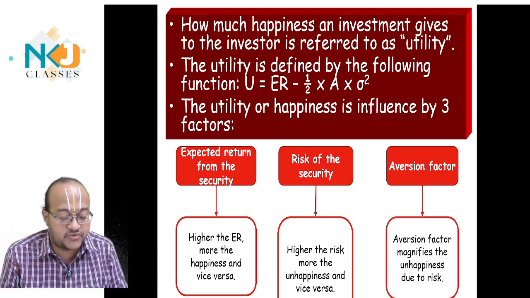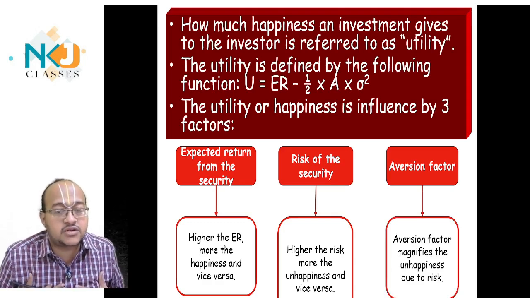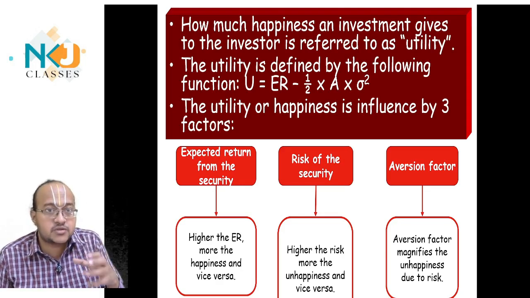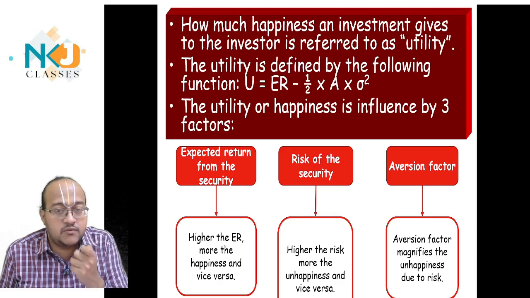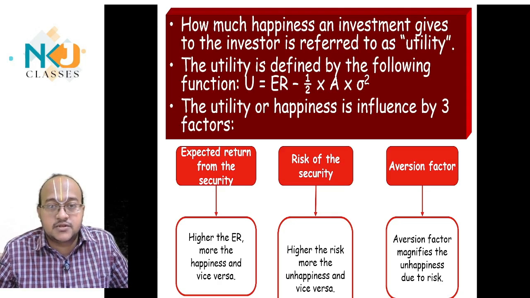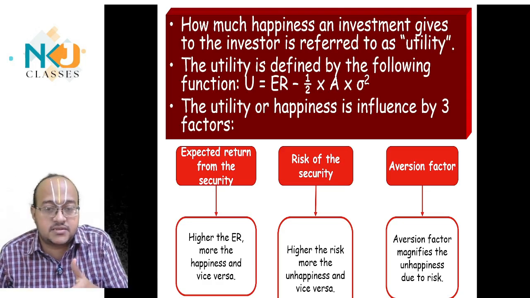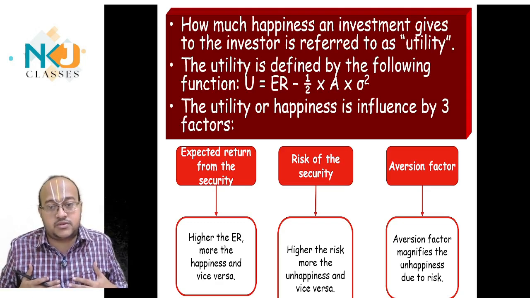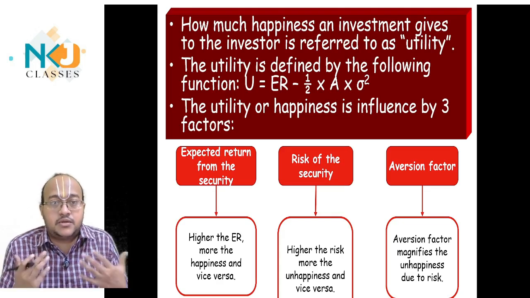Aversion factor magnifies the unhappiness due to risk, which means the higher the aversion factor, even 10% of risk will look like 30% of risk. It is like a magnifier. When you look with a magnifier, the same letters seem very big. The aversion factor is exactly like a magnifying glass: risk will be 10%, but if you are more averse to risk, 10% will look like 100%.